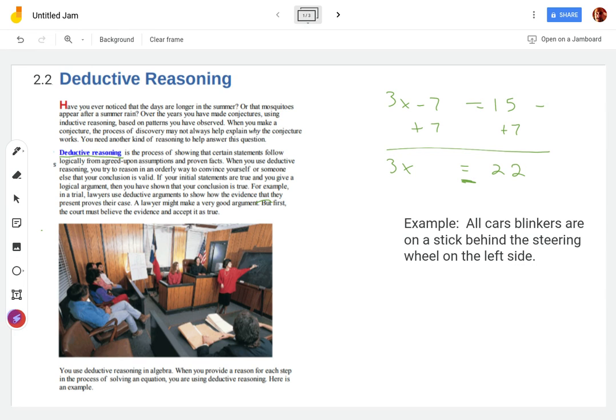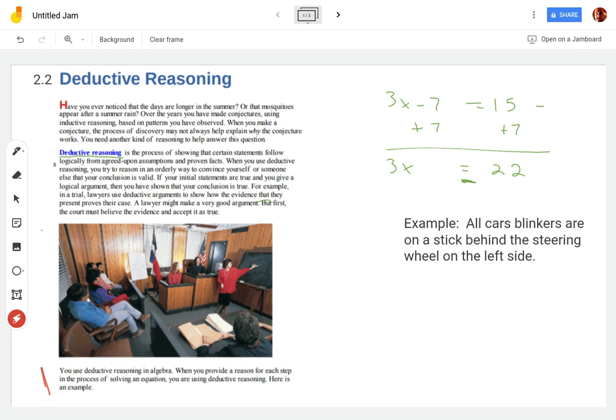So I'm going to start here. When you use deductive reasoning, you try to reason in an orderly way to convince yourself or someone else that your conclusion is valid. If your initial statements are true and you give a logical statement, then you have shown that the conclusion is true. For example, in a trial, lawyers use deductive arguments to show how the evidence that they present proves their case. A lawyer might make a very good argument, but first the court must believe the evidence and accept it as true.